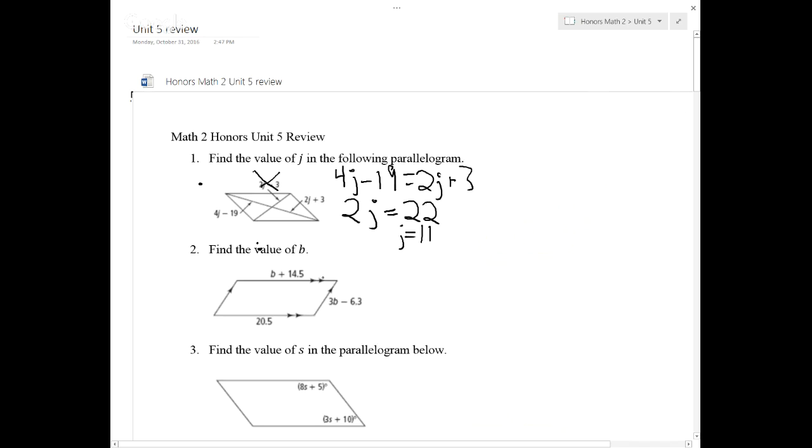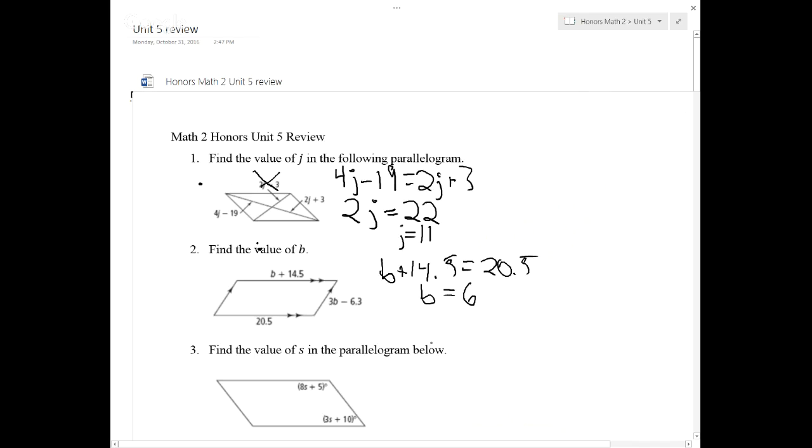For number 2, we need to find the value of b. This one's going to use the property that opposite sides are congruent. So from here, we're going to go that b plus 14.5 equals 20.5. We then can subtract the 14.5 from both sides, and we get that b is 6.